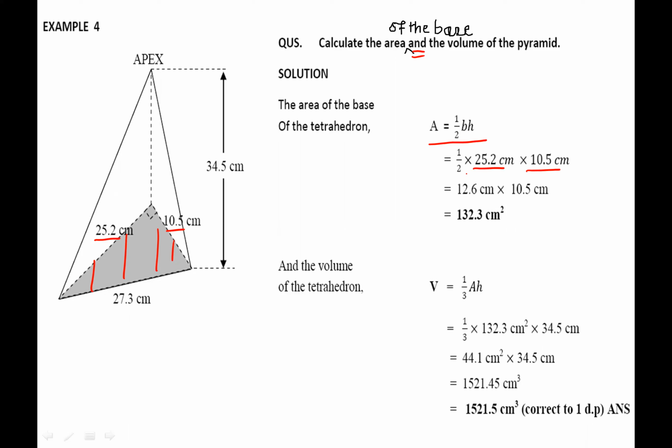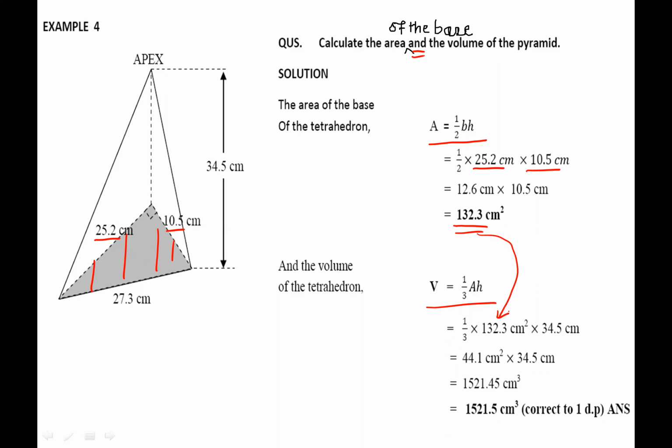So when you multiply that out, you're going to get this as your area of the base. To get the volume, all we do is use the formula, a third times the area of the base times the perpendicular height or the altitude, and we put those things into the equation.